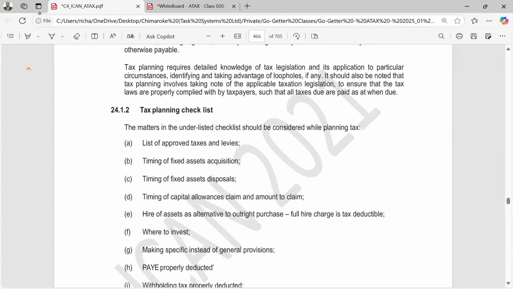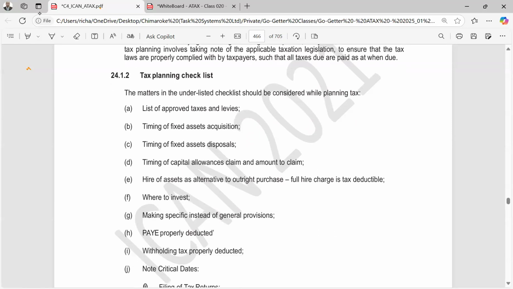Now, what are some of the tax planning checklists that you may want to use? If you want to plan to reduce your tax, it's helpful to have a checklist so that as you are ticking the boxes, you know that everything is going according to plan. First of all, you have a list of approved taxes and levies. What are the approved taxes you are supposed to pay for this year, for this quarter, for this month, both the federal, the state, and the local government?